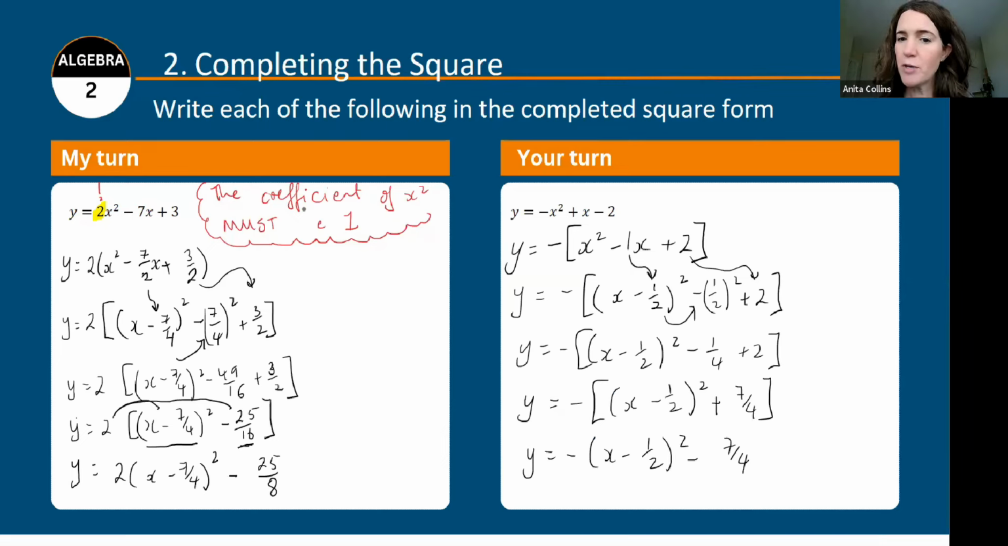Right, did you remember to bring the minus back inside and have it affect the second term in the bracket? Okay, so now we're able to complete the square. We're going to see what the point of all of this actually is now in the next part.